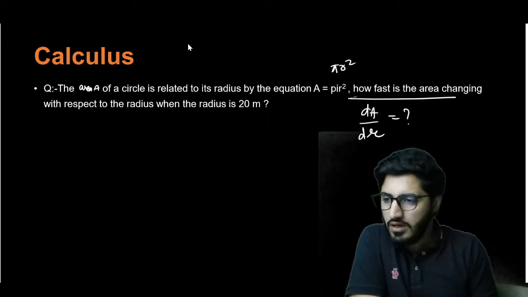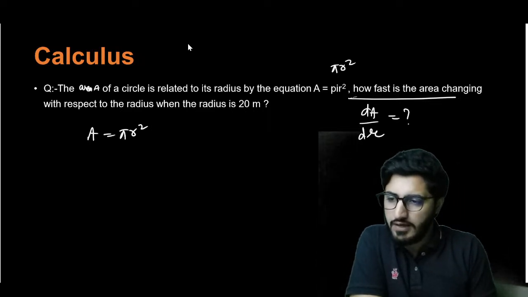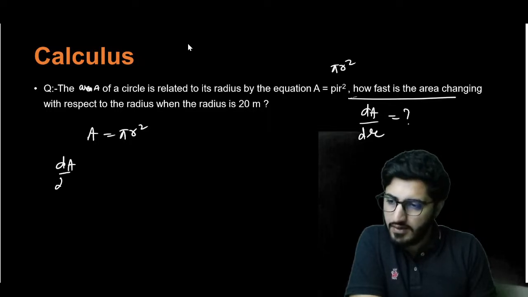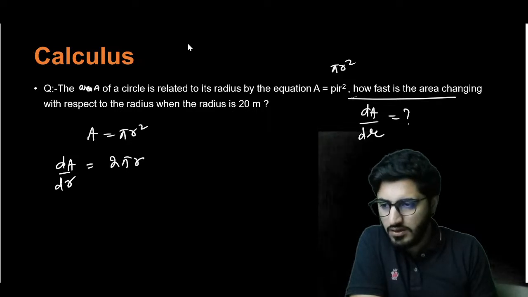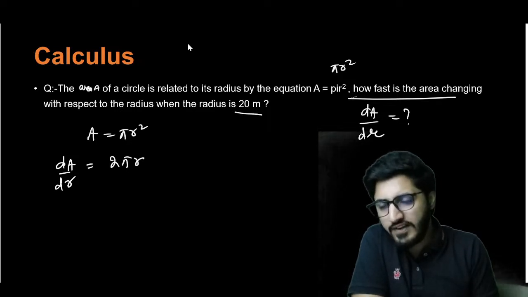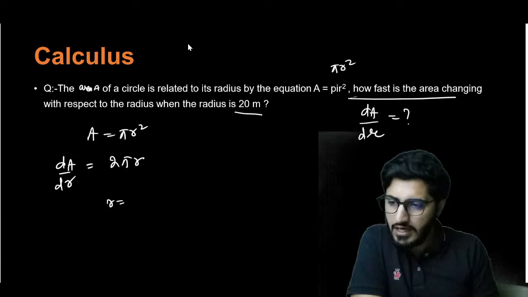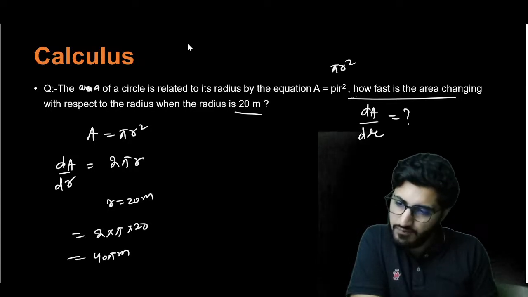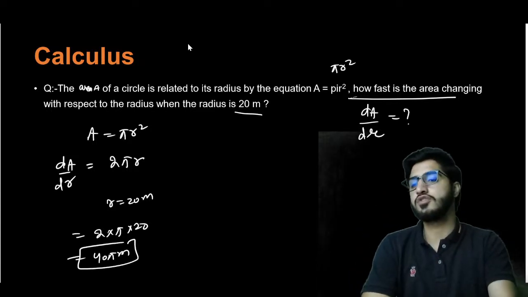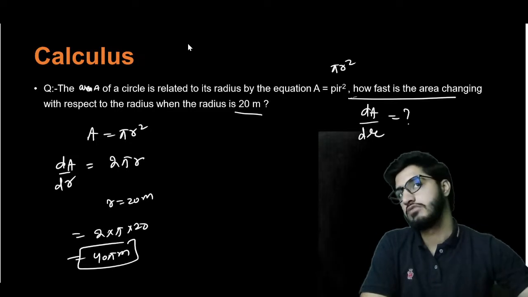Now, the area is given, area is pi r square. So differentiate dA by dr. I can write just 2 pi r only. We got it. But we need it specifically at 20 meters. So what is r at 20 meters? Put 2 into pi into 20. I think it will become 40 pi meters. This is the application of our differentiation.